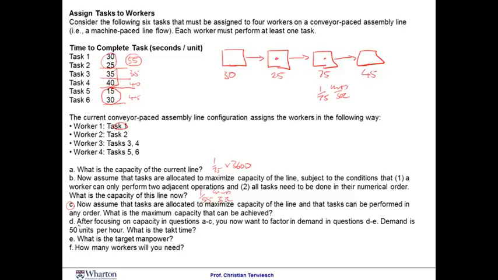So far we have looked at the effect of capacity only. We have maximized capacity. Now we have some information about demand. Demand here is 50 units per hour. Since there are 3,600 seconds in an hour, and we want to have 50 units, we have a 72 seconds between units takt time.